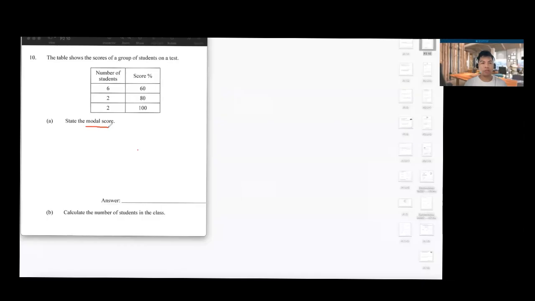Okay, that's the score where many of the students, that's the most frequent score. That's the score that most of the students get. So in the table, most of the students get what? Most of the students got 60, right? So that's the mode score. So it's going to be 60. So the answer here is 60.